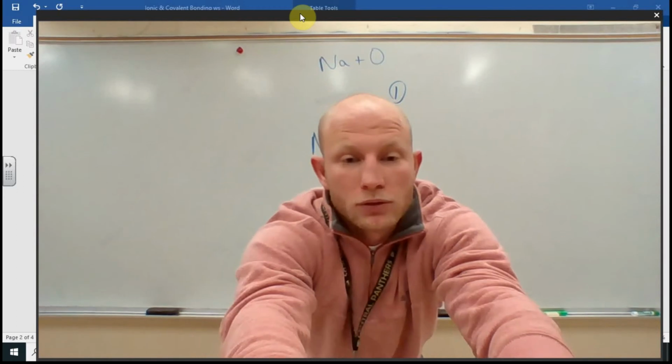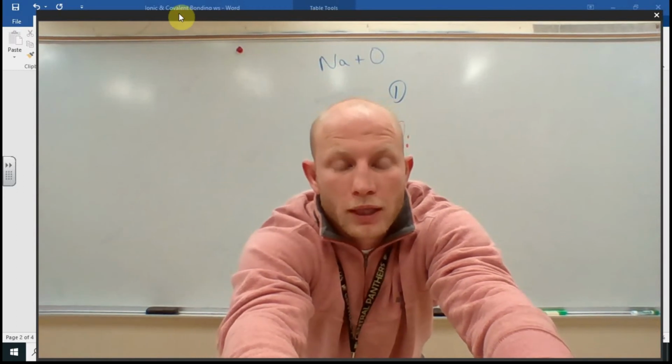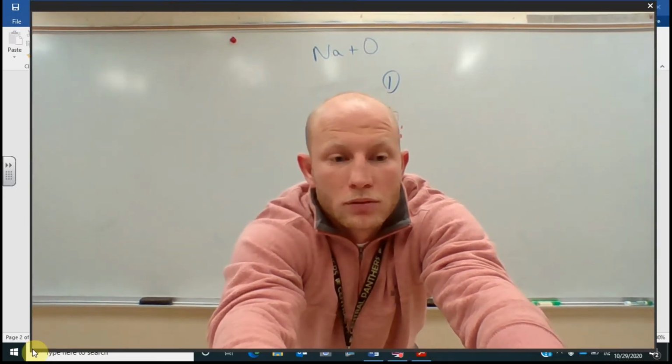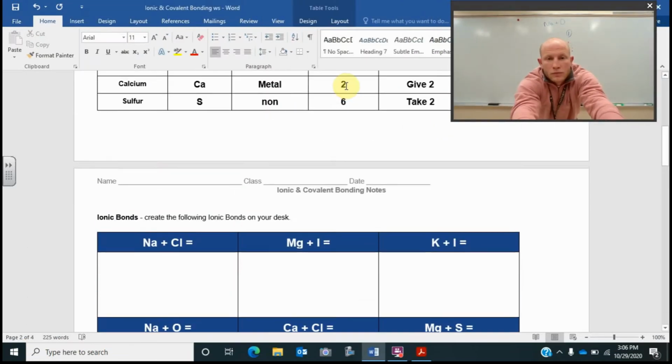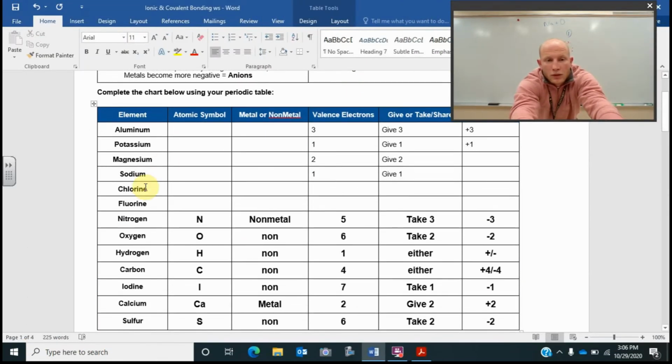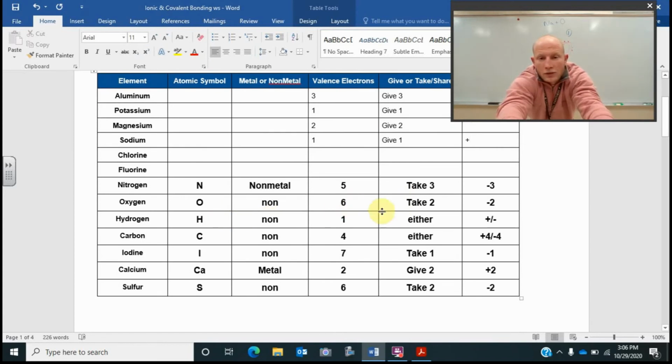If we go back to our table that we were just looking at, that we just got done doing, right, we see, where's sodium at? Sodium, right? So sodium has 1 valence electron. It will always give 1 electron and make it positively charged. Okay, and what do we have here? Oxygen. And so we know oxygen right here has 6 valence electrons. It will always take 2 electrons and become -2. Okay, so that's why we did this table here.